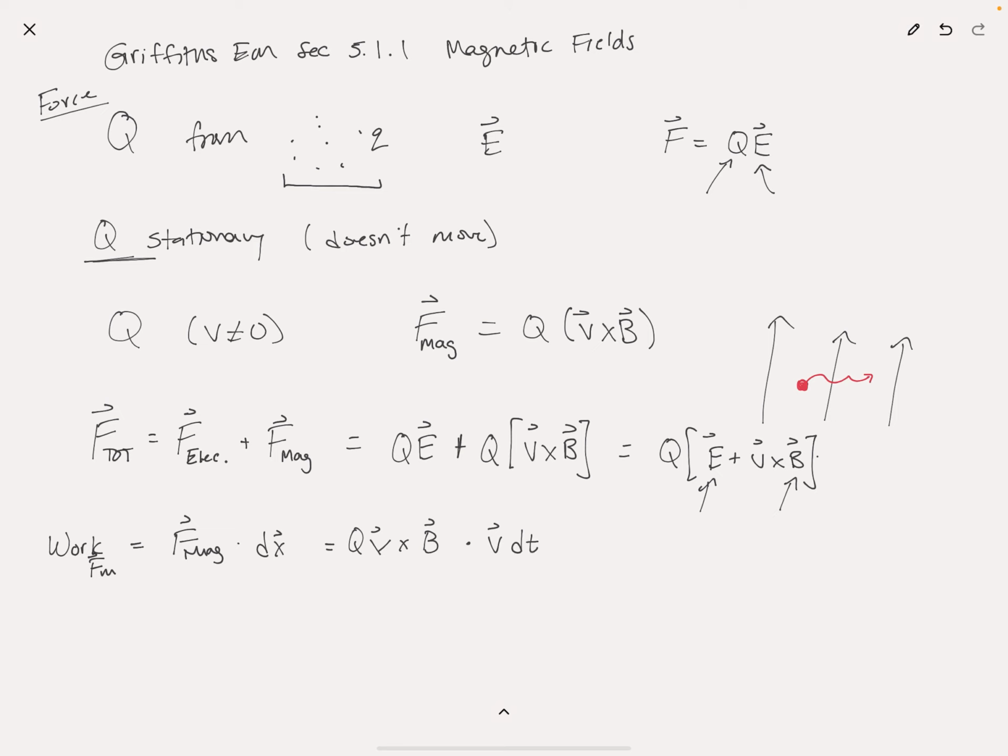But this cross product here is always perpendicular to the velocity, right? That's the definition of taking this cross product. And if I take something that is perpendicular to the velocity vector and dot it with the velocity vector, I then get 0. So magnetic fields do no work on particles. There are examples that Griffiths discusses a little bit more, and if that sounds counterintuitive, hopefully he clarifies that.